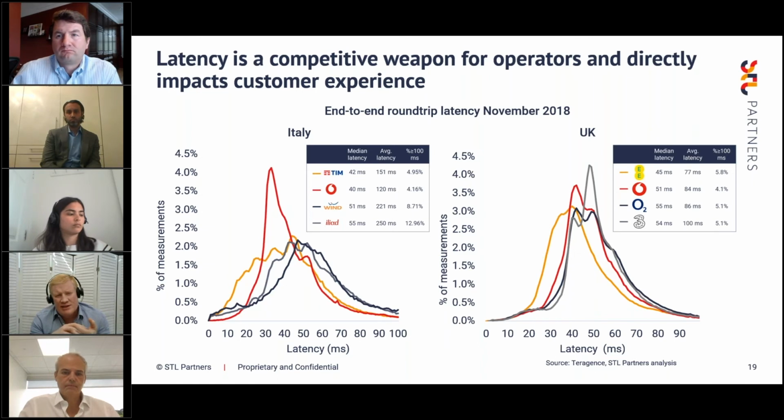What we found is that if you look at Italy compared to the UK, the difference between the median and the average is much wider. In other words, the operators in Italy have less consistent latency than in the UK, where the average and the median are much closer. The other thing we found is that once round trip latency goes above 100 milliseconds, it leads to a much greater increase in application error rate. And again, particularly with Wind and Iliad, with nearly 9% and nearly 13% of transactions actually being above 100 milliseconds, it's a major problem.